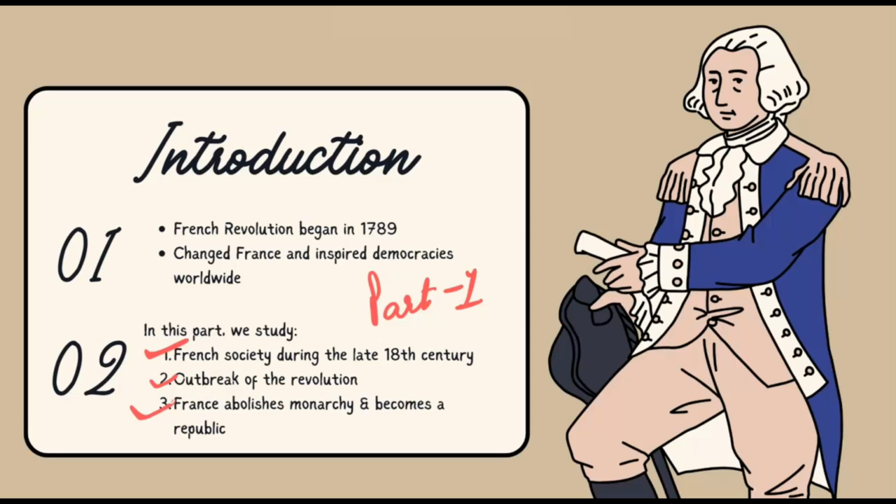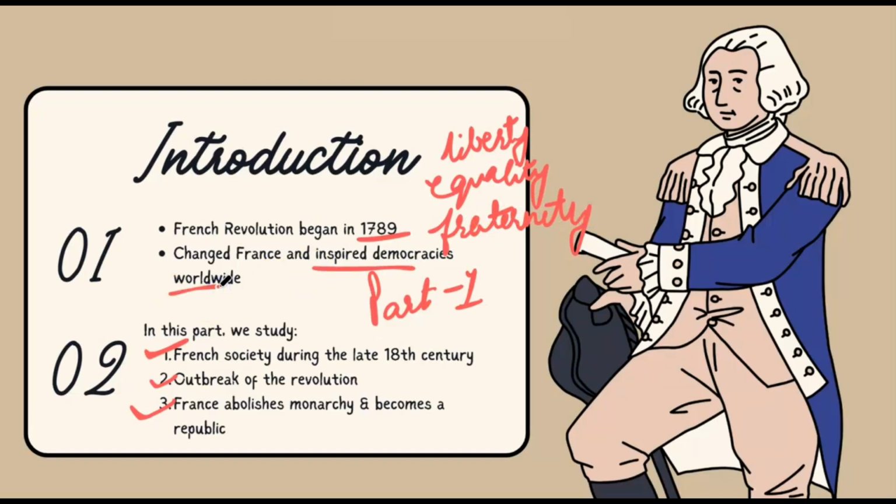The French Revolution began in 1789, and it was not just a turning point for France but for the entire world. It introduced the powerful ideas of liberty, equality, and fraternity. The revolution ended centuries of monarchy in France and inspired future democratic movements everywhere. But before we understand how this happened, let's first look at how society in France was organized at that time. So let's travel back to 18th century France.